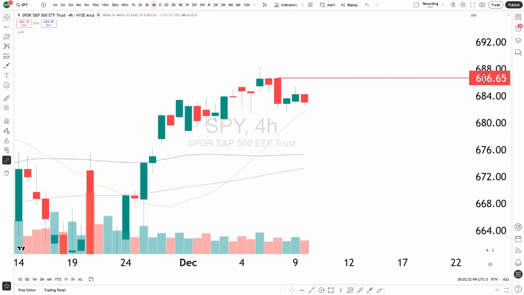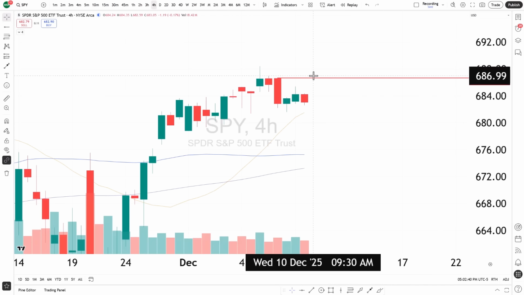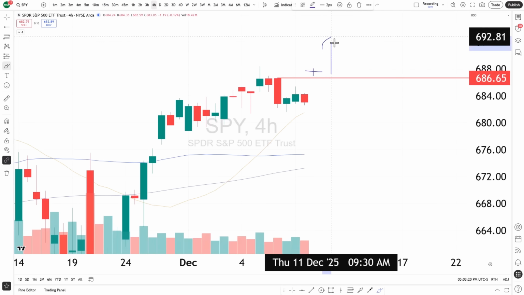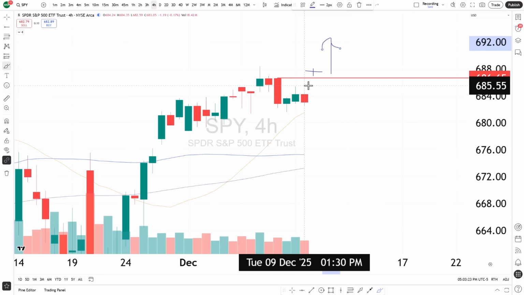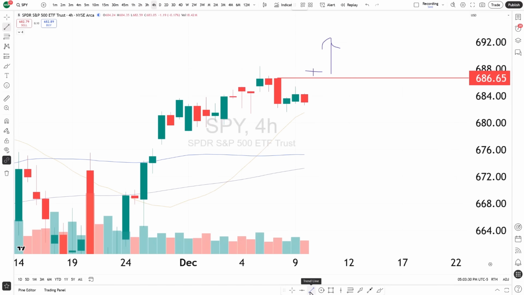So one penny off, and we can't split hairs over pennies. But if we do start to get above and close candles above on a 4-hour time frame, remember, the larger the time frame is, the more dominant it's going to be. If we start to close candles above, then we could be in a position for another move higher, potentially to take out the previous all-time high. And where exactly would that put us?